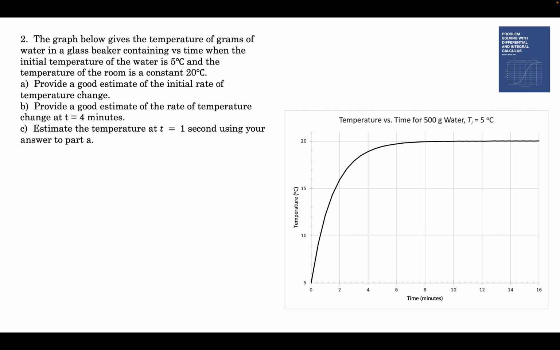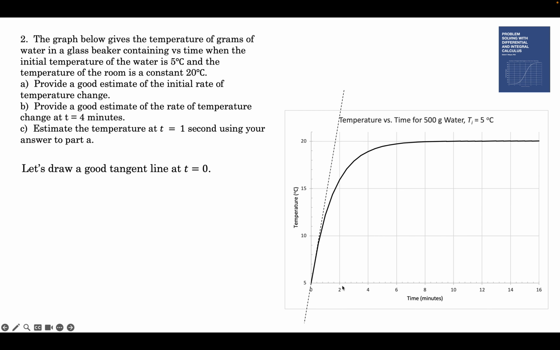Let's start with part A. To get the rate of change of temperature, the rise is the temperature change, the run is the time change. The rate of change of temperature is temperature per time. And that's the slope. So there's a good tangent line. We have to get the slope of that tangent line. It goes from 5 degrees to 20 degrees. We're going to use this triangle right here.